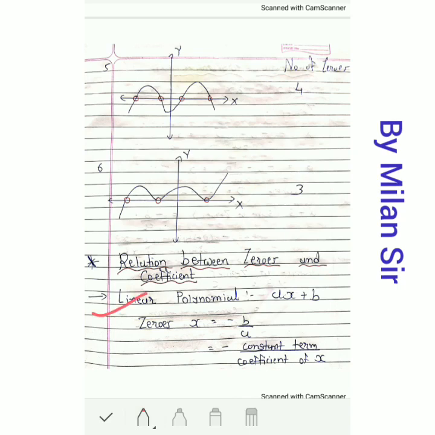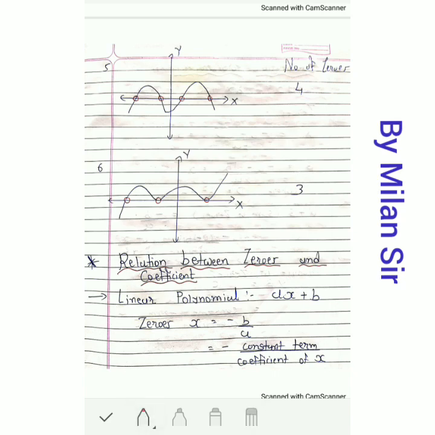I already discussed these things in the first video, that is, the introduction of polynomials. So what is a linear polynomial? A linear polynomial is represented by ax plus b. This is the standard form of a linear polynomial because its degree is equal to 1. That means the highest power of the variable, degree, is 1. That's why it is called a linear polynomial.